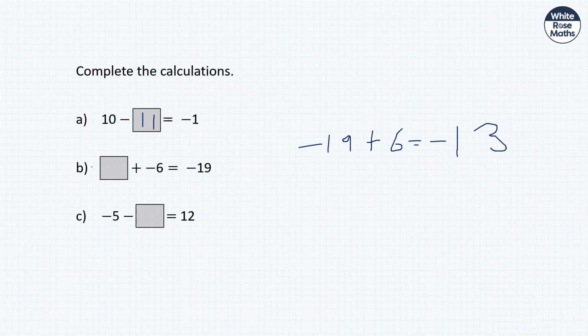Okay, and you can check your answer on a calculator if you so wish. But if you add a negative, you end up subtracting it. So it's minus 13, subtract 6, which gives me minus 19.